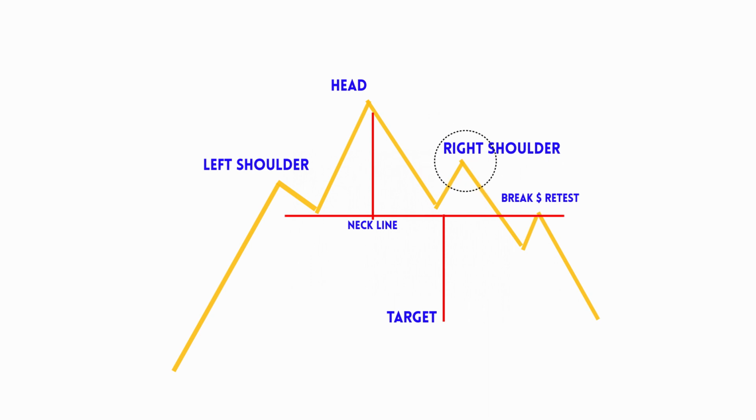Right shoulder. This is the third peak in the pattern and is typically lower than the head. It's formed after the price retraces from the head and starts to move up again. In addition to these three main components, there is also a neckline.